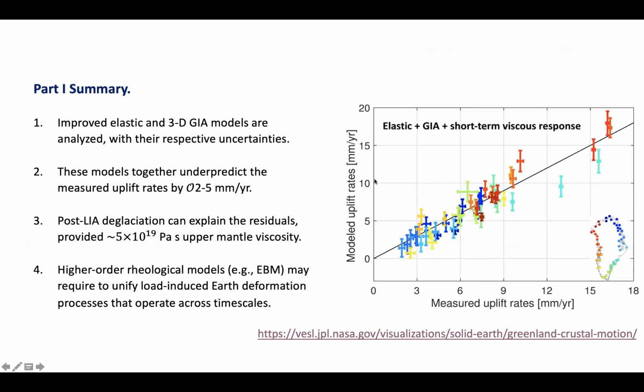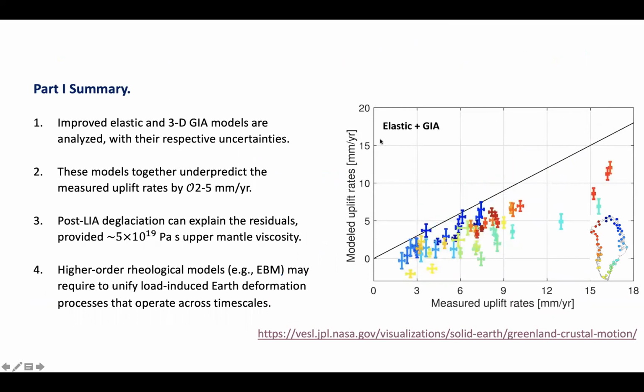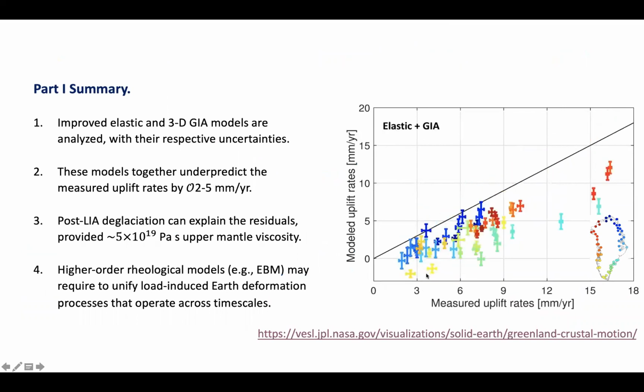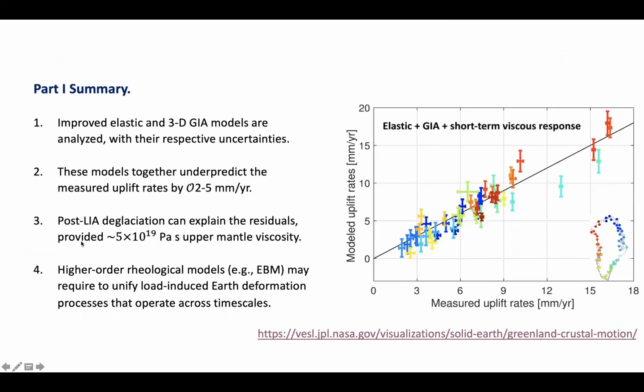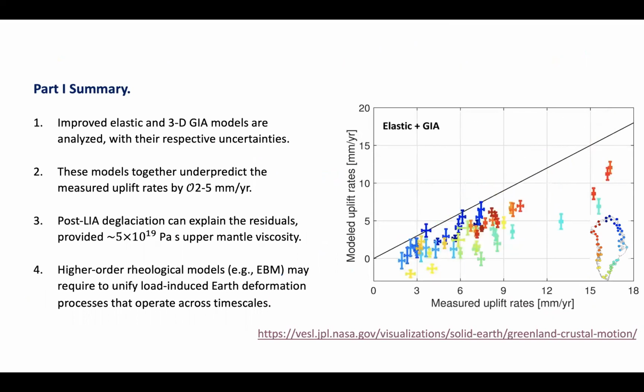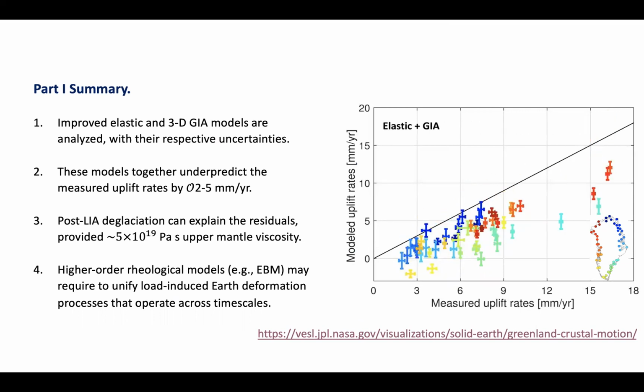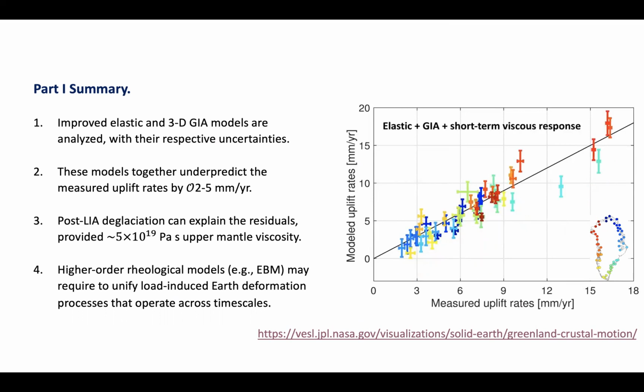Here is the summary, graphically. The classical way of modeling crustal motion in Greenland is by combining elastic and GIA models. If we just do that, then we are really underestimating the observation. The one-to-one line is here again. But when we account for the post-LIA deglaciation load model, then we can explain the residual very well, provided that the upper mantle viscosity is 1 order of magnitude smaller than the typical values used in GIA models, which are constrained by geological data.